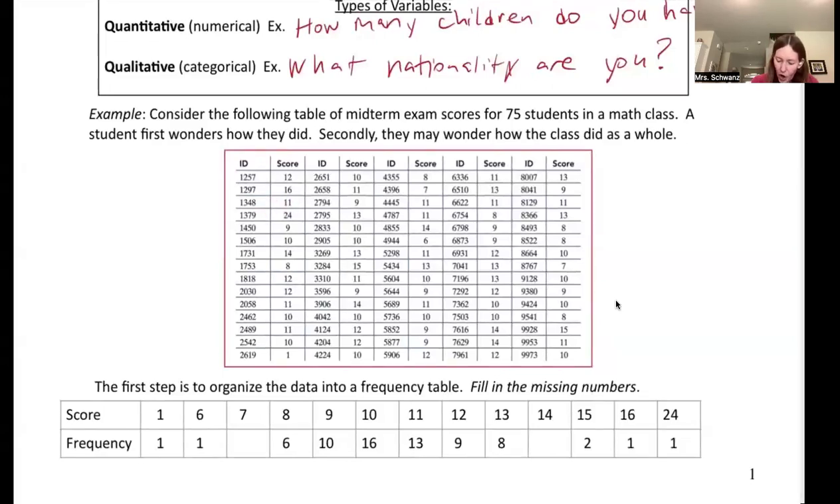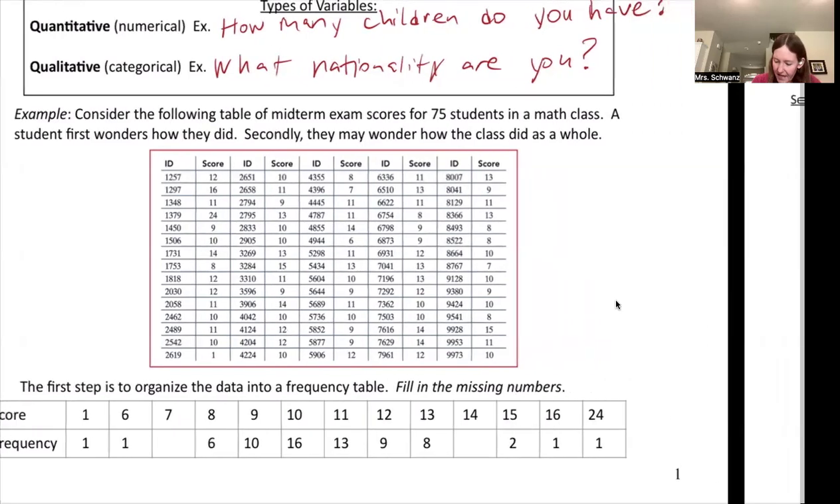So all of these numbers, their test scores, that's called the data set. And a lot of times your textbook will assign the capital N, the number in the data set, as capital N, which is 75.